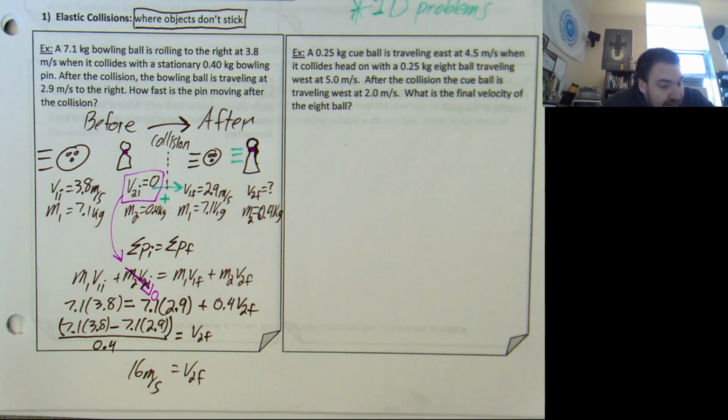In the second one, I'll read it to you and you can tell me what the difference is. A 0.25 kilogram cue ball is traveling east at 4.5 meters per second when it collides head on with a 0.25 kilogram 8 ball traveling west at 5 meters per second. After the collision, the cue ball is traveling west at 2 meters per second. What is the final velocity of the 8 ball? How is this question different than the one we just looked at?